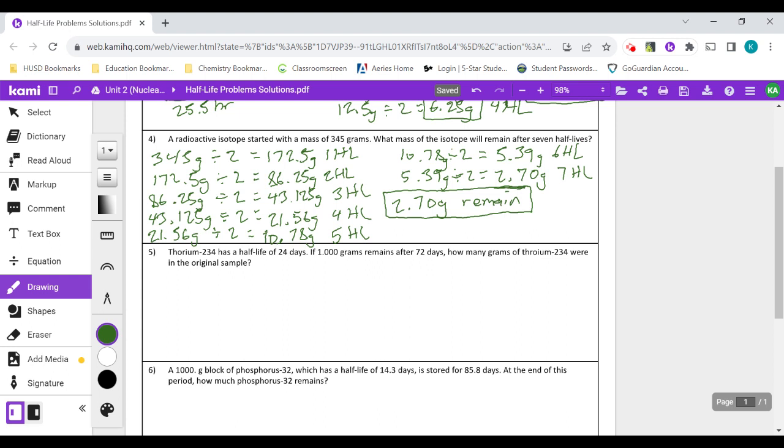Okay, the third one. Thorium-234 has a half-life of 24 days. If 1 gram remains after 72 days, how many grams of thorium-234 were originally in the sample?